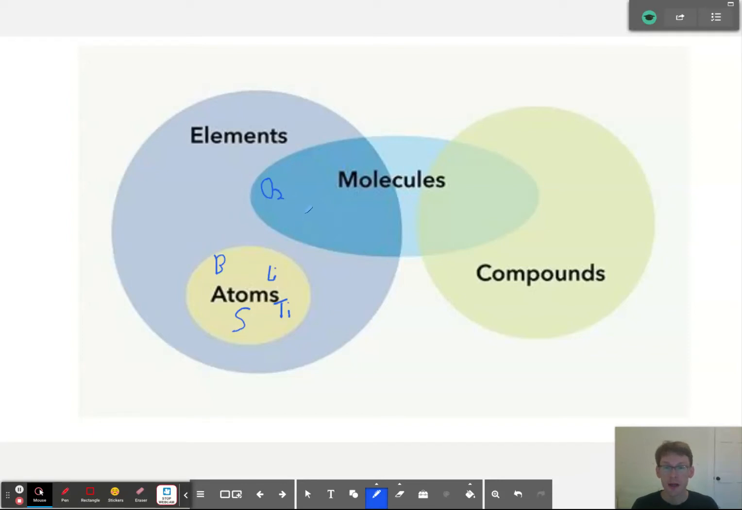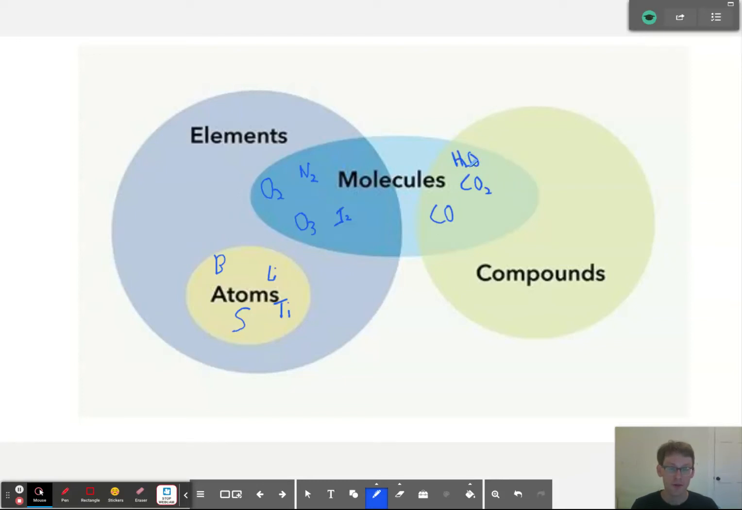So O2 is the oxygen that we breathe. O3 is ozone, and that's found in the upper atmosphere. You may have heard of it. There's also nitrogen, N2, and there's iodine, I2. And these are elements because there's only one type of atom, but they're also molecular because there's more than one atom bonded together. Molecules can also be compounds, for example, carbon monoxide and carbon dioxide, as well as water, H2O.